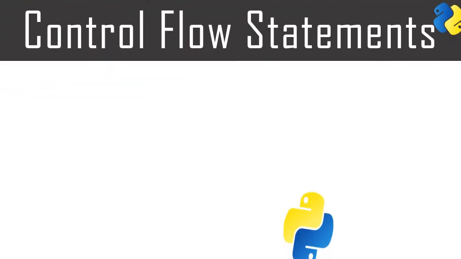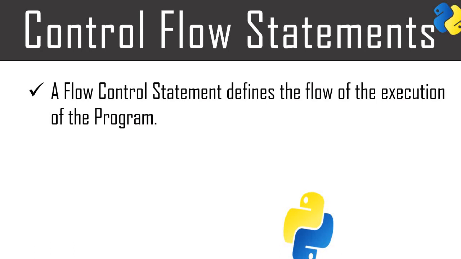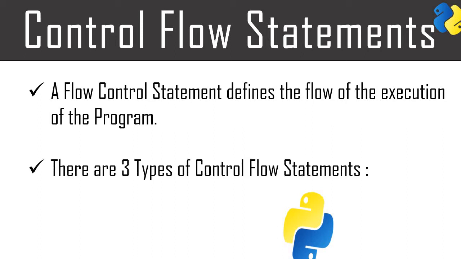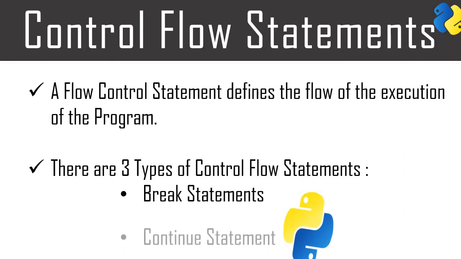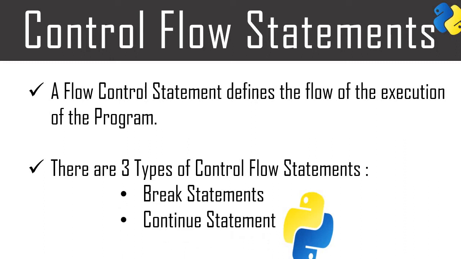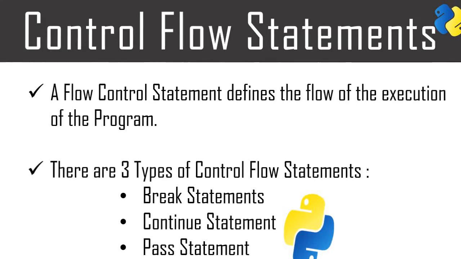Control flow statements. A flow control statement or control flow statements define the flow of execution of the program. There are three types of control flow statements. First is break statements, then we have continue statement, and at last we have pass statement. Now let's learn them one by one.